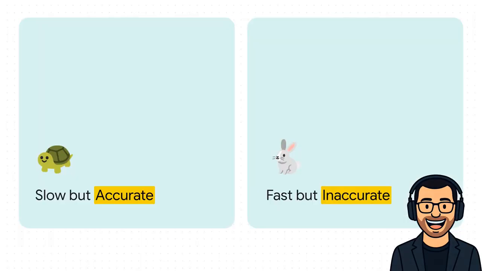And this created this classic trade-off. You could have a model that was incredibly accurate, but oh my gosh, it was painfully slow, kind of like the tortoise. Or you could have one that was super fast, ready for the real world, like the hare, but it would just constantly miss all the small but important stuff. It really felt like you just couldn't have both.